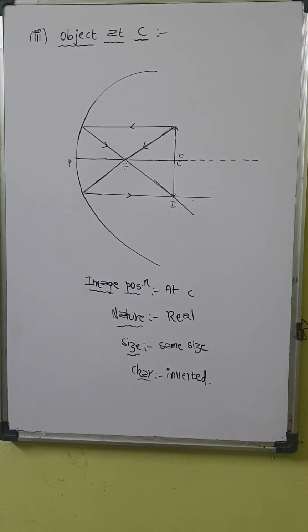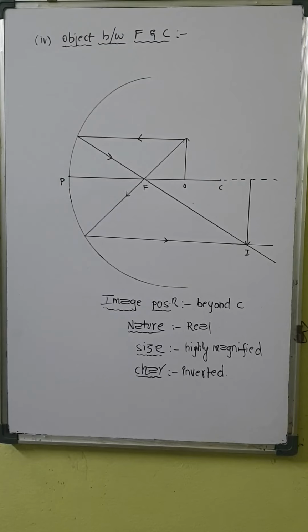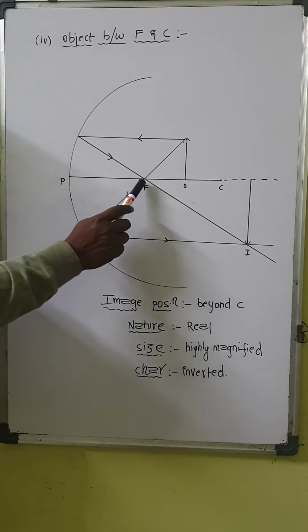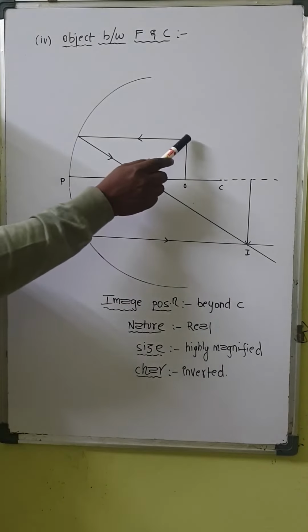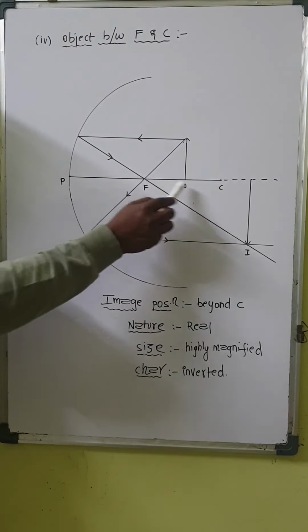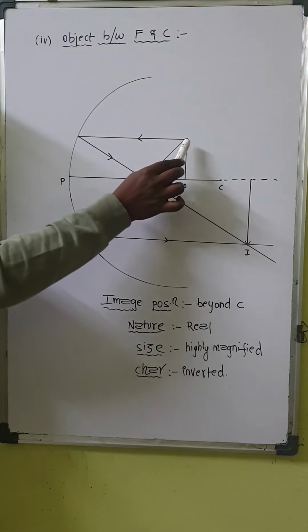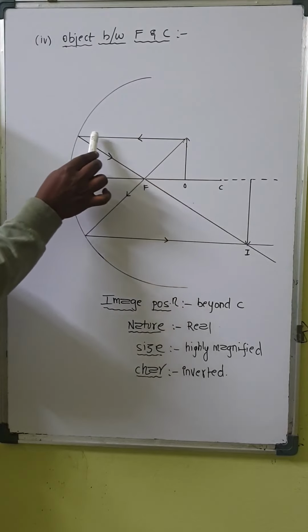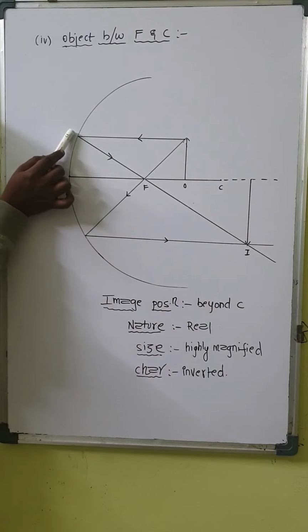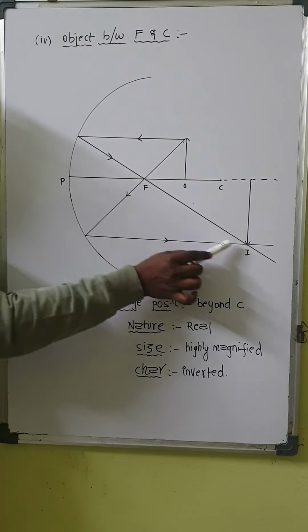Now let us see fourth position. When object is placed between principal focus and center of curvature. So this is object. See, when an object is placed between principal focus and center of curvature, a light ray coming from tip of the object falls on the concave mirror. This light ray is parallel to this principal axis, gets reflected, passes through the focus.